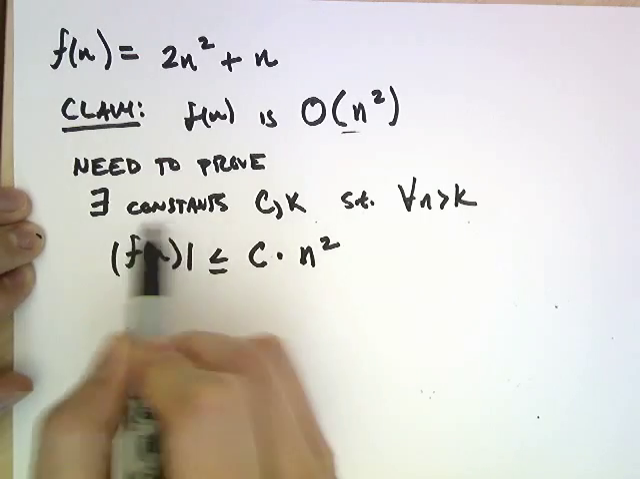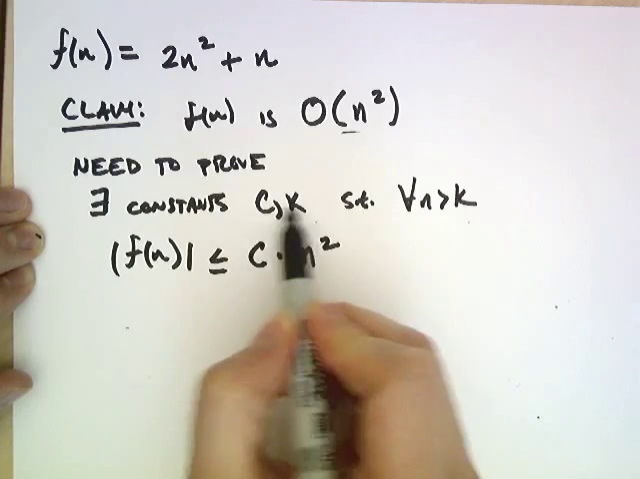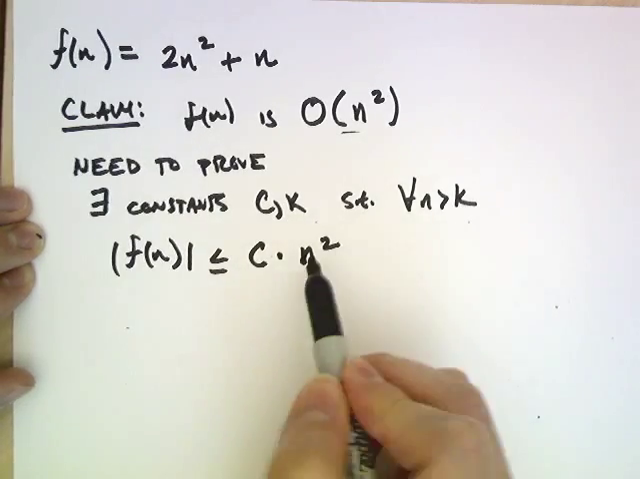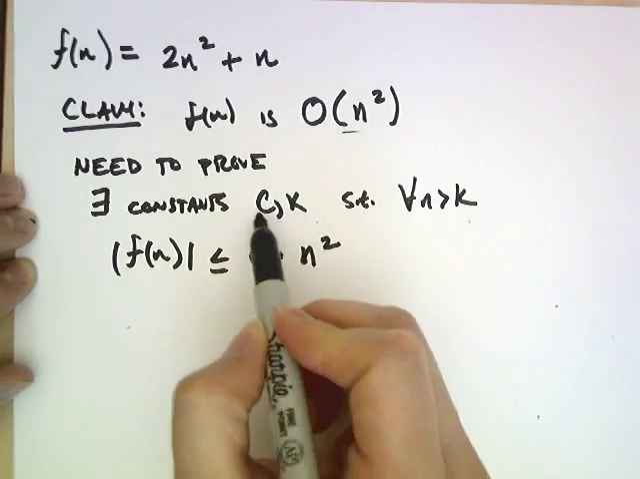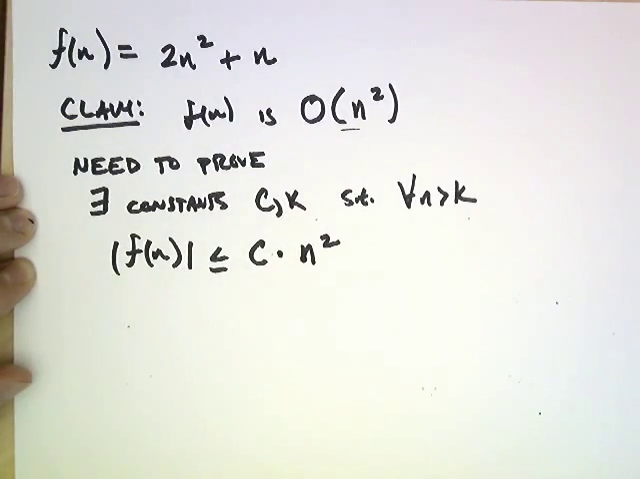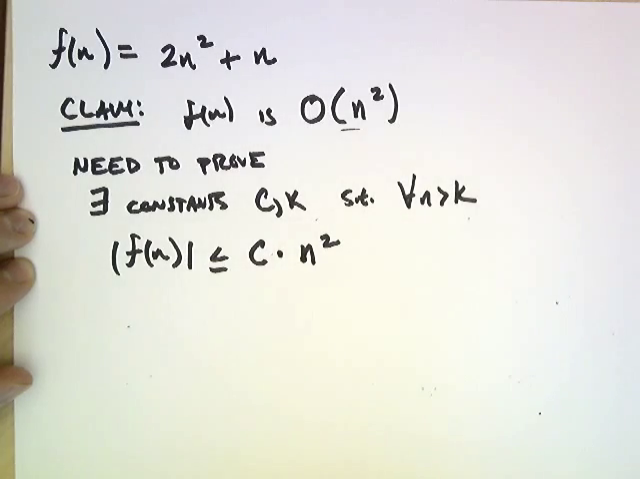Some people ask me, what do you mean by constants, c and k? By that I mean that these two numbers should have nothing to do with n. Think of n as being the input length to a program. c and k cannot depend on n. They should be numbers like 100 or 1,000. So they stay the same as n is getting larger and larger.